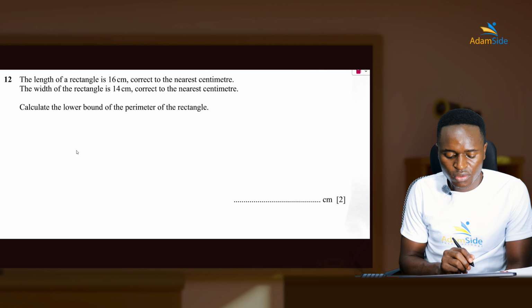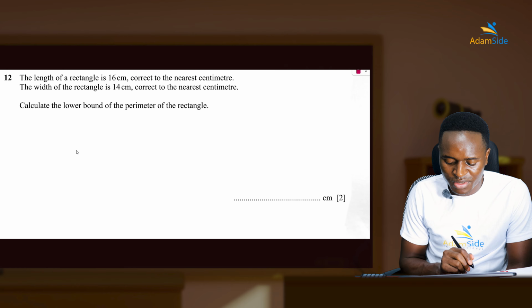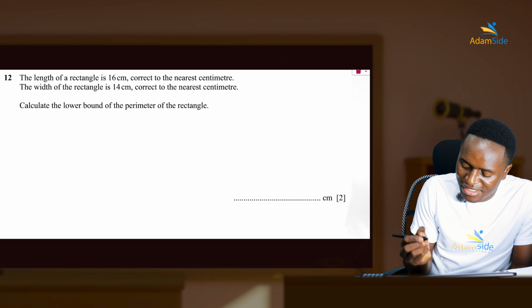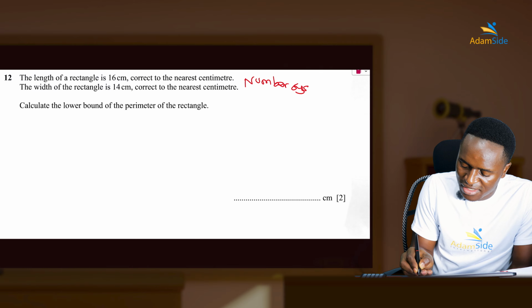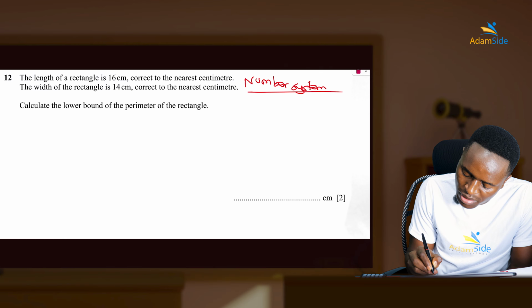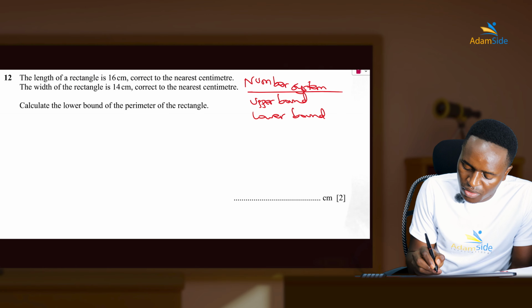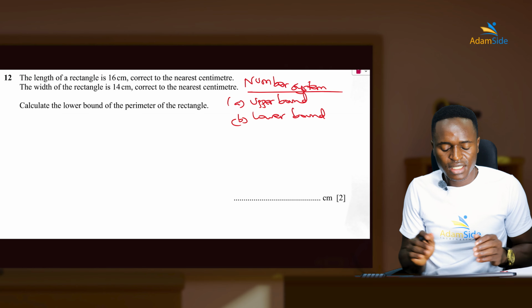Question number 12. The length of a rectangle is 16 centimeter, correct to the nearest centimeter. The width of the rectangle is 14 centimeter, correct to the nearest centimeter. Calculate the lower bound of the perimeter of the rectangle. Still, you're talking about number system, and here we're talking about the upper bound and the lower bound.